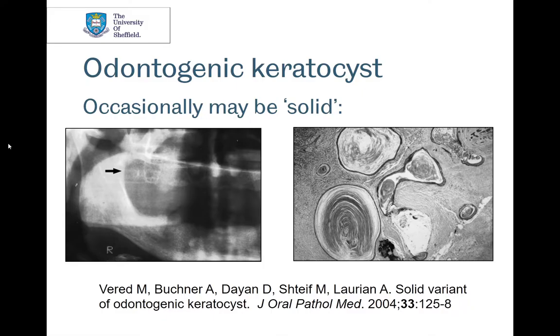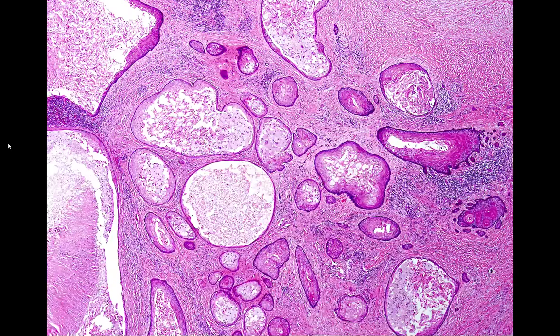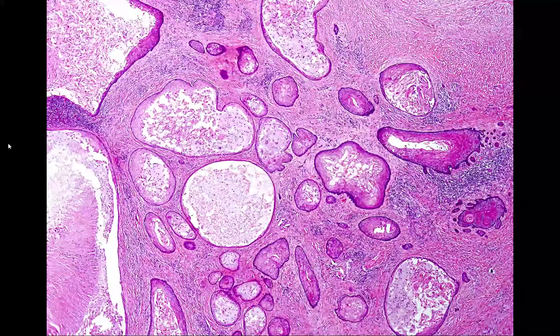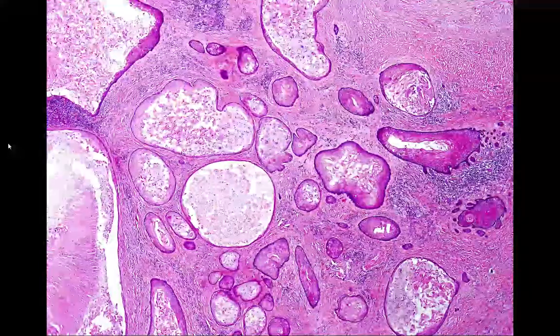We do see from time to time occasional solid odontogenic keratocysts. That's lots of proliferation of epithelium with keratin, but no single cyst. And again, these have been suggested as having a greater tendency to recur. But the series in the literature are not large, and so the data is not particularly compelling. And here's another example of one which is filling the maxillary sinus in that case. And this is what they tend to look like histologically. No big single cyst, but lots of what look like these daughter cysts with keratin and other debris around about.